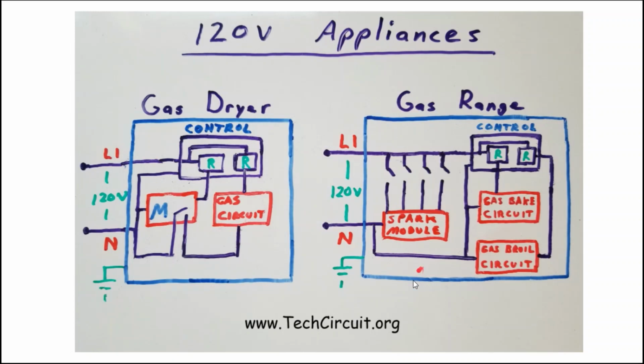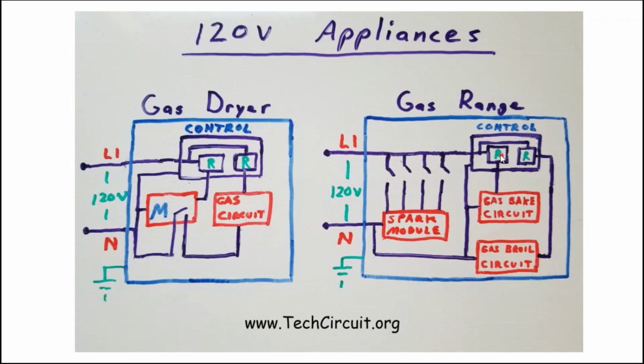The gas range will typically consist of 4 primary circuits. You've got your control, your gas bake circuit, the gas broil circuit, and then your spark module, which has 4 sub-circuits, each controlled by a switch behind each burner knob that activates the spark module. Note that when a switch is closed for a particular burner, all the burners will actually spark.